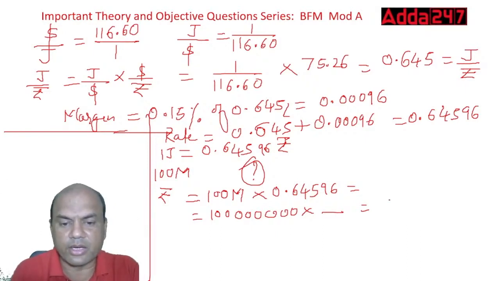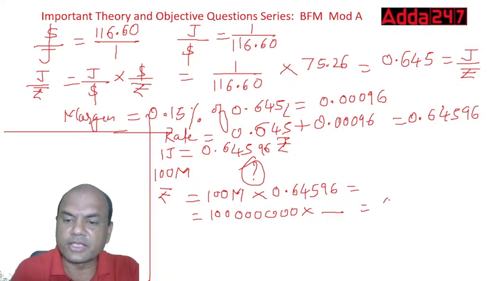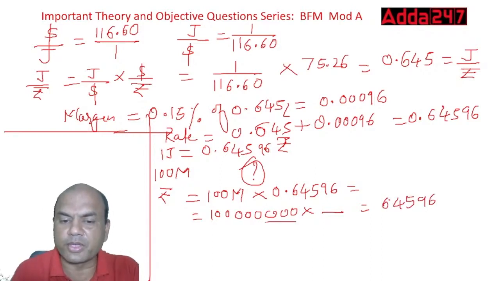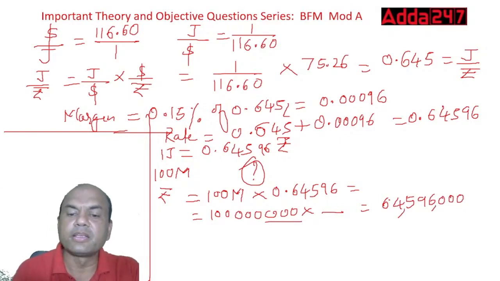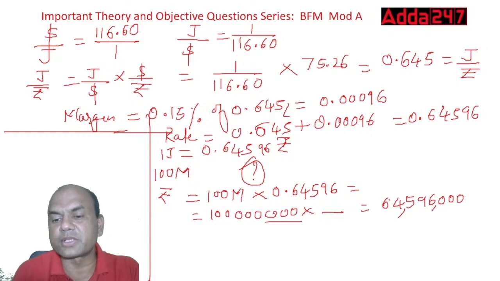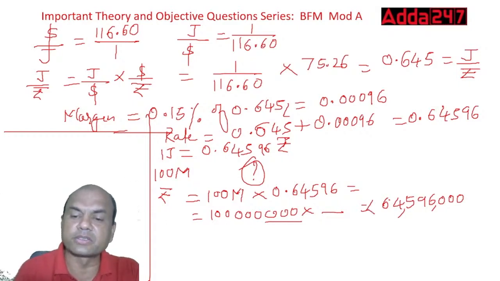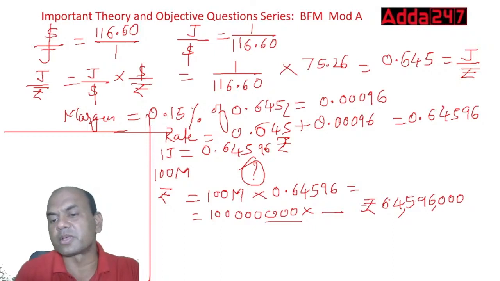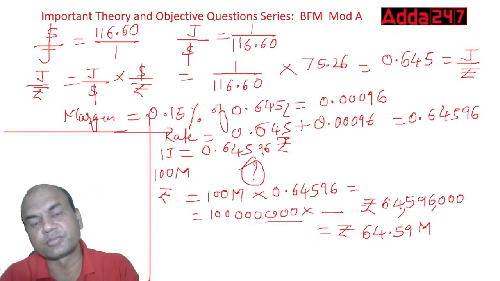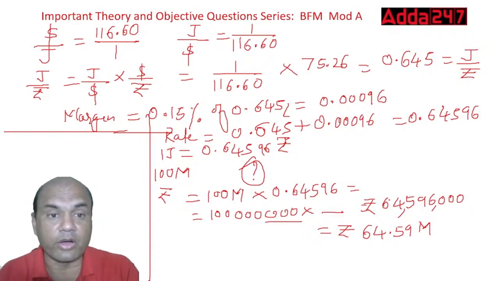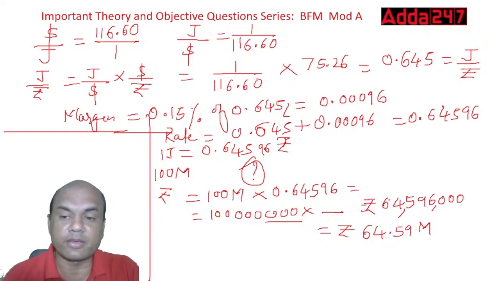What is this 100 million into this? So it will be 64596 and then 3 zeros from here, right? 3 zeros. 1, 2, 3. So it will be 64 million. This much amount I will be debiting to this customer in rupees. So this is the amount debited to the customer. If they ask you in million, it will be rupees 64.59 million. This much amount I will be debiting to the customer. Okay. Difficult one. Not that simple a case study. Case study is very difficult.